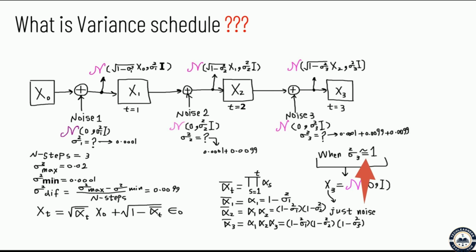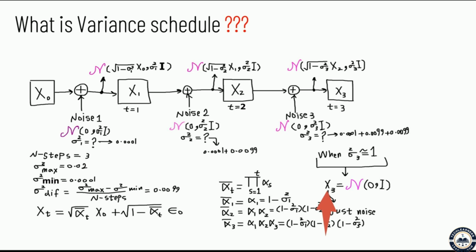In this case, x3 will be just a standard Gaussian distribution or normal distribution, where the mean is equal to 0 and the standard deviation is equal to 1. In this case, we will lose all the information about the x2 value. Our x3 variable here is just pure noise without any information. We call this the linear variance schedule, because here we are increasing the variance of the previous step by a fixed amount in the current step, which is the step size. So here we are increasing the value of the variance linearly.